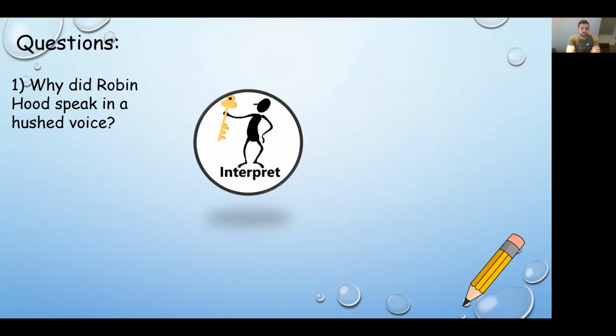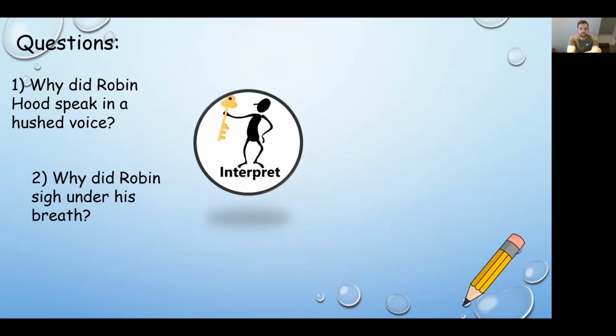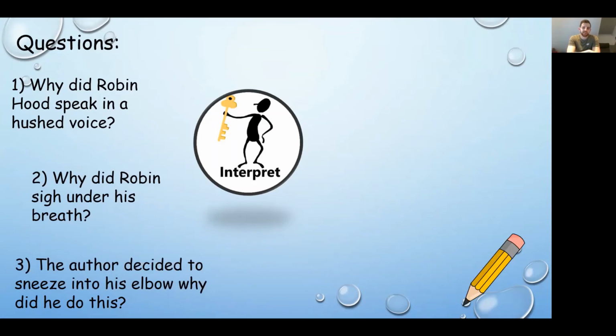Question number 2. Why did Robin sigh under his breath? Question number 3. The author decided to sneeze into his elbow. Why did he do this? So we know that the author did sneeze into his elbow. Do we know why exactly? Does the author say, I sneezed into my elbow because, or can we use the clues from the text to help us?